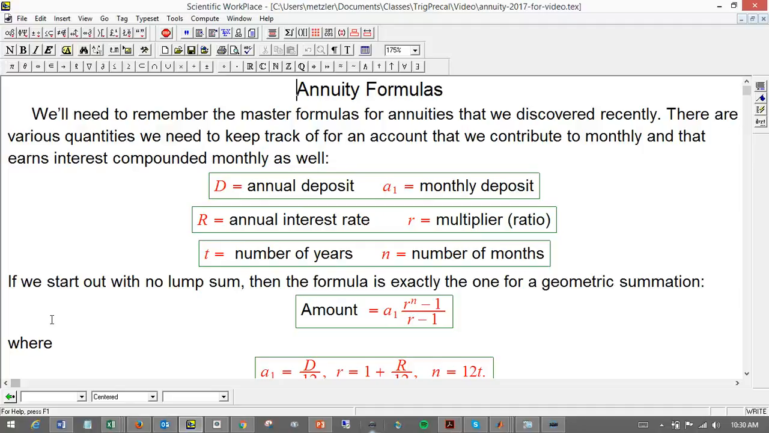I want to say a little more about annuity formulas. This is something we have looked at the basics of in class, but I want to take it a little further. So here's the way I'm going to write things down. It's very standard compared to what I did in class, same letters.